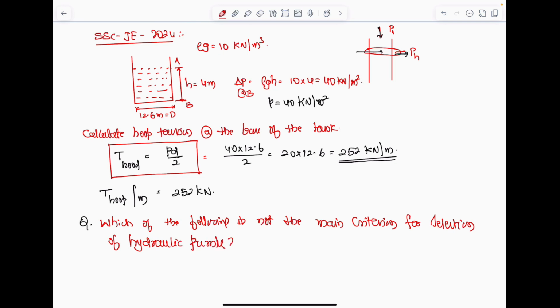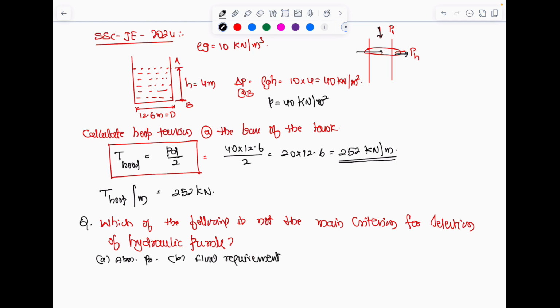This is also something you can very easily solve with whatever knowledge you have got till now. A. Atmospheric pressure. B. Flow requirement. Please listen to my previous lectures. Even on MCQs I have given some lectures, MCQ1, MCQ2, and also fluid mechanics properties, the 4th lecture. Almost 6 lectures I have given. Please refer to those 6 lectures. I will give the hint here.